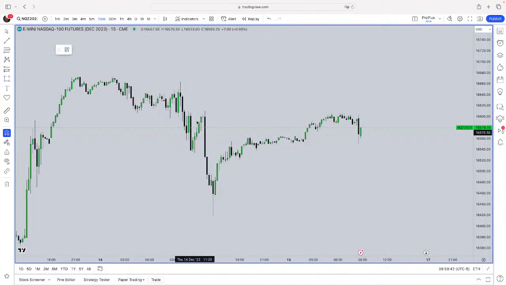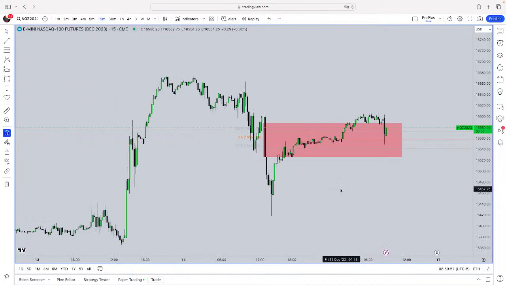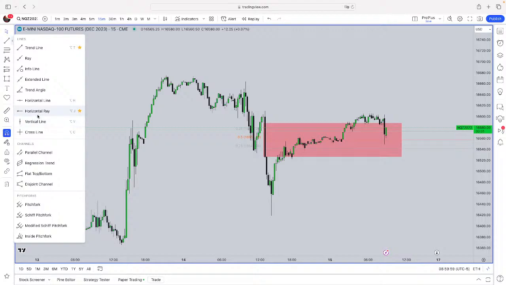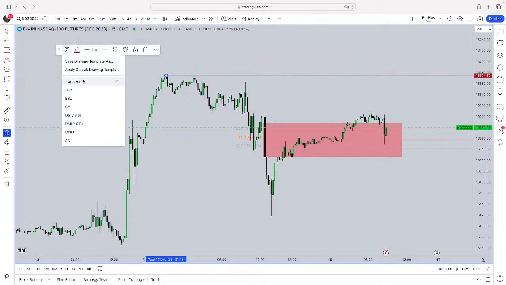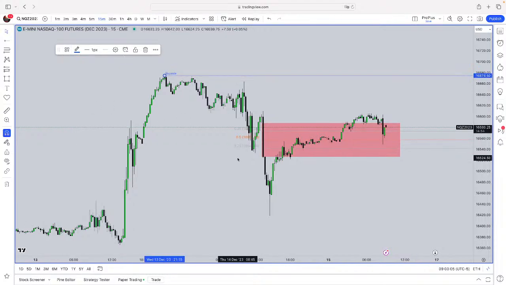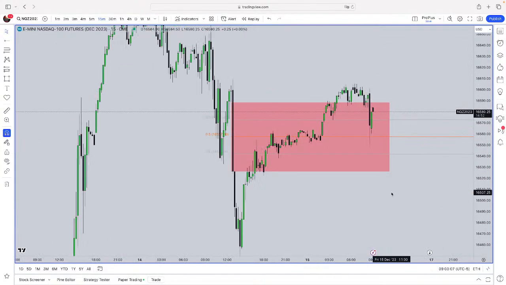So what I see here is literally, I'd mark this out here, this SIBI, and get the consequent encroachment of it. Price is respecting this here so far. Buy side up here. There's also buy side here that hasn't been taken yet.